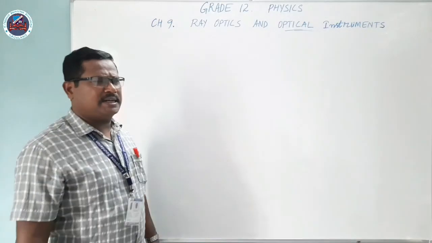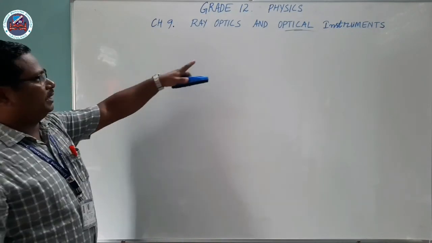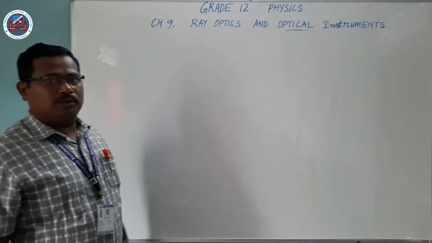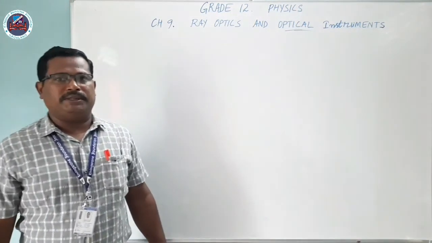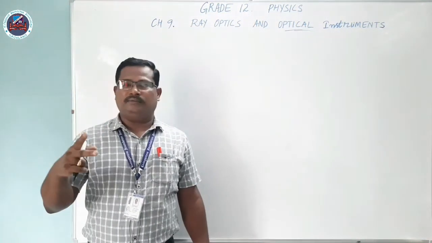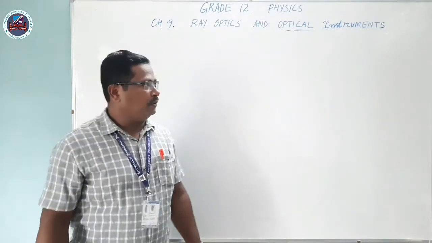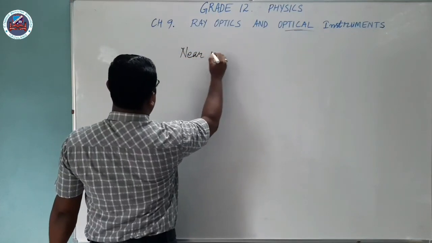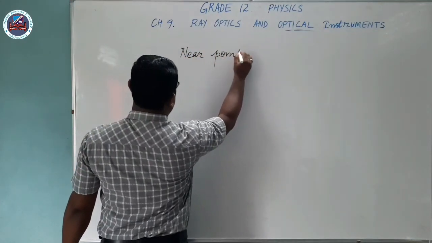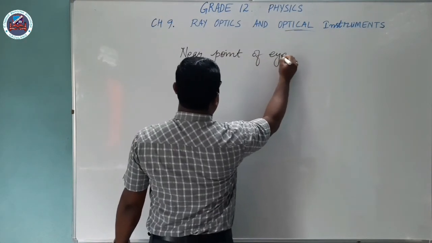In our physics class today, we'll be discussing some optical instruments like microscopes and telescopes. Now, to understand microscope and telescope, there are two things you'll have to know very clearly. The first thing is the near point of our eye.